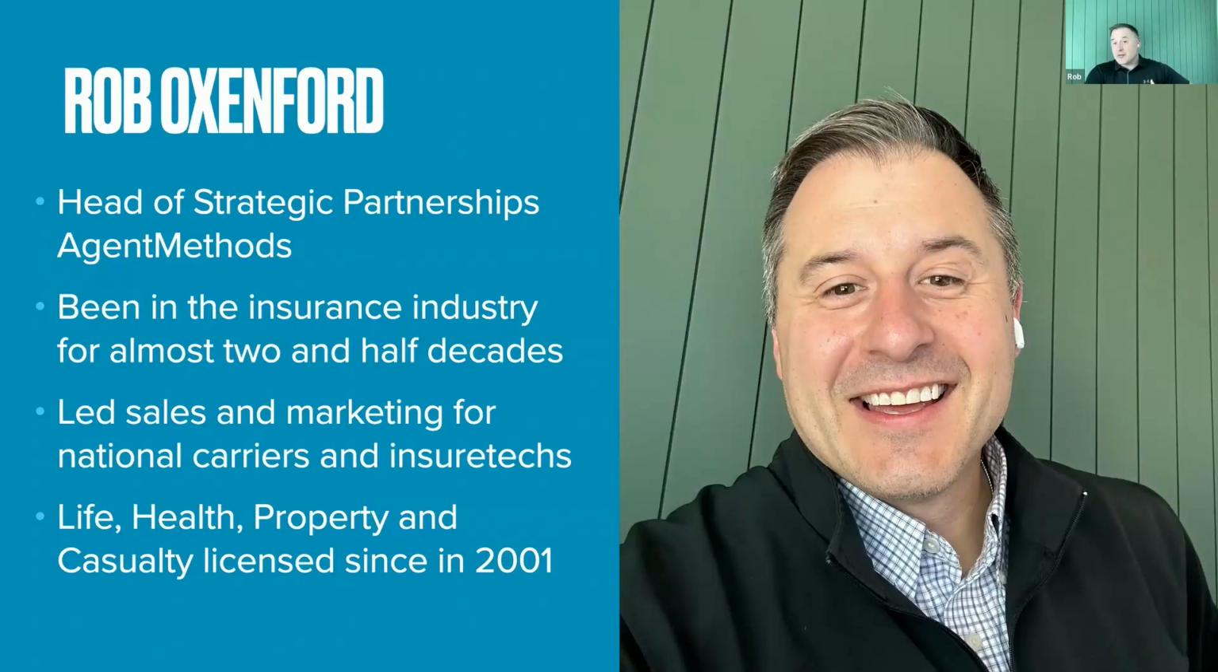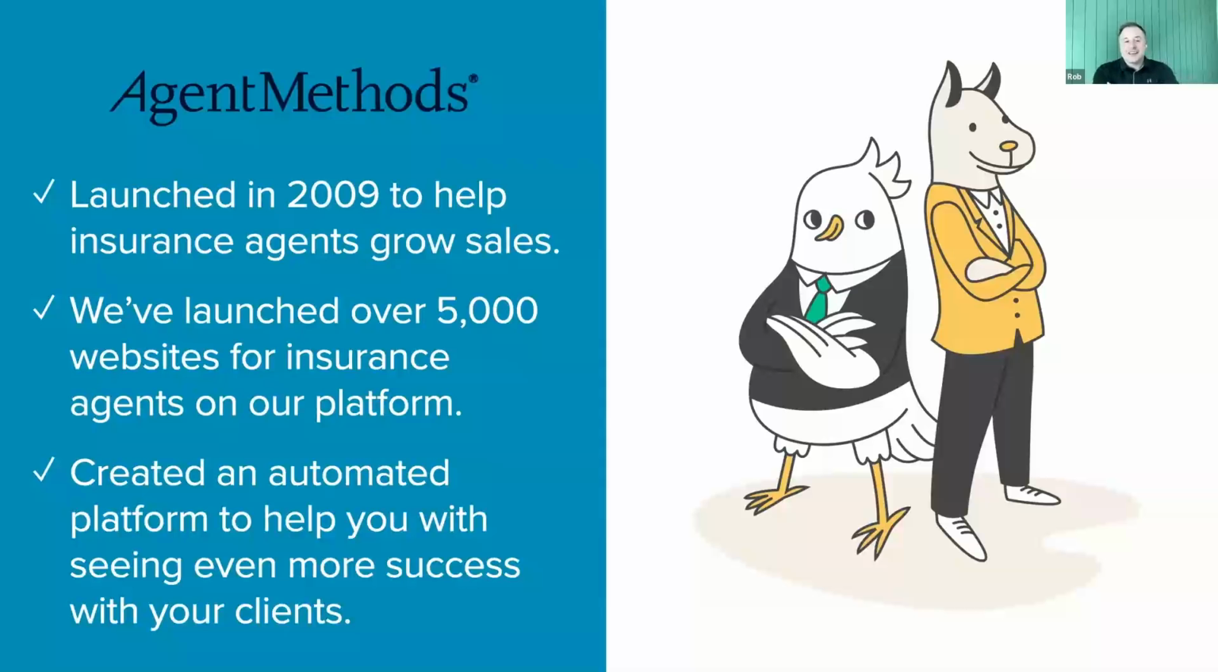So like I said, I do work for Agent Methods. Agent Methods was founded in 2009 to help insurance agents grow their sales. And the key term there is insurance agents. We only work with insurance agents and agencies and really work to develop processes to make sure that they're growing their business. In those 15 years, we've launched over 5,000 websites. And I'll say this, we've learned a lot. We've learned how to be successful online and also how to be successful with your clients. We've also created an automated platform to really help you with building better relationships with your clients throughout the entire year. We're going to be going into all these things today.